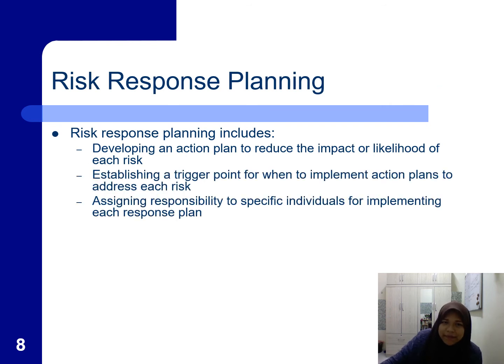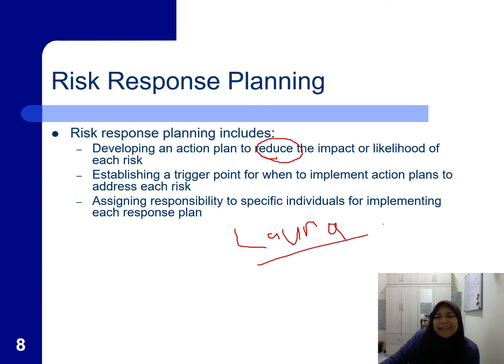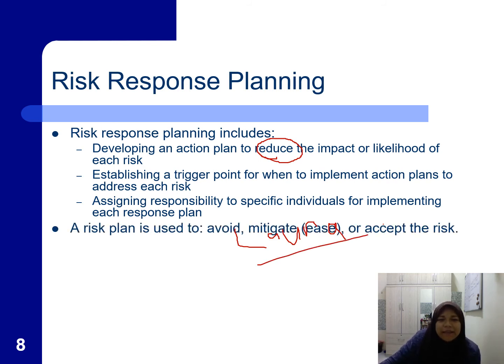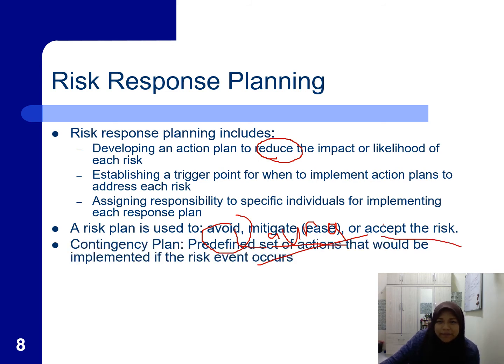Then we have a risk response plan, like what we mentioned earlier. It's under Laura. You have to develop an action plan that reduces the impact, or that may also help you to overcome the risk. You assign a responsible person, just like before, it's Laura. Then a risk plan is used to avoid, mitigate, which means you ease the risk, or accept the risk.